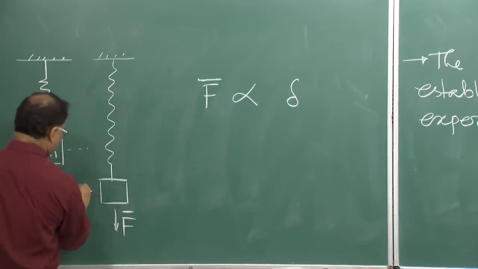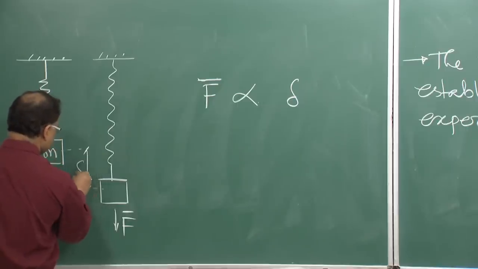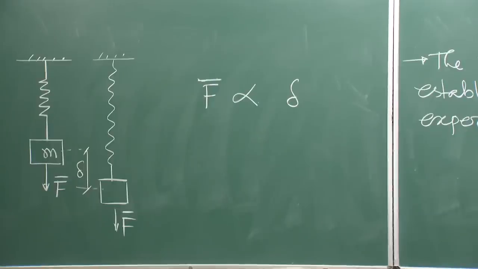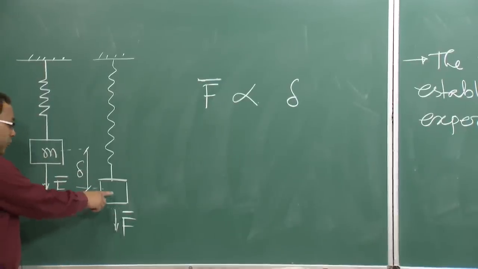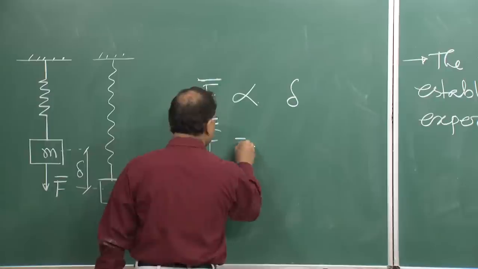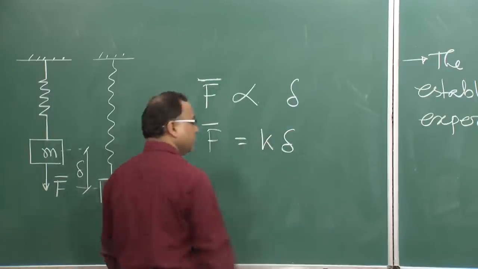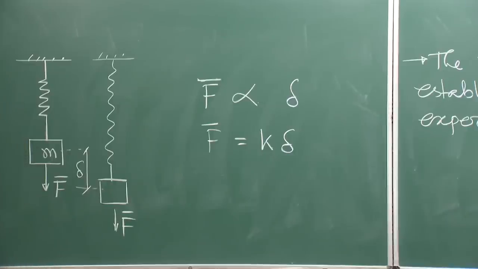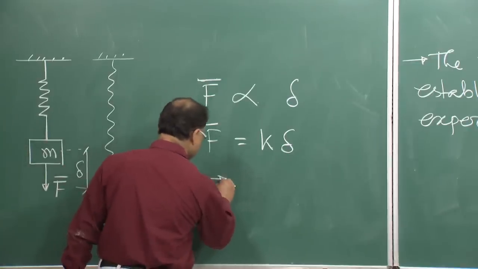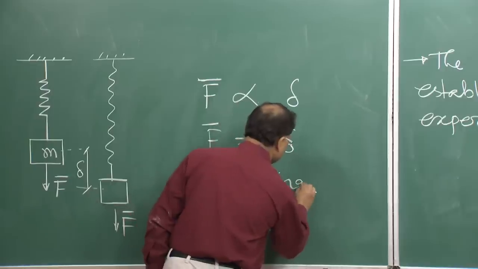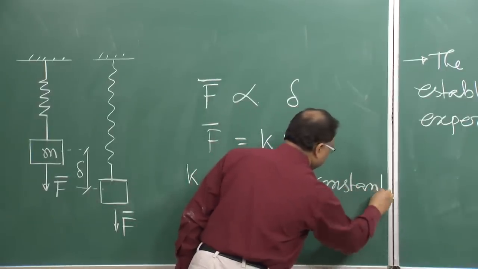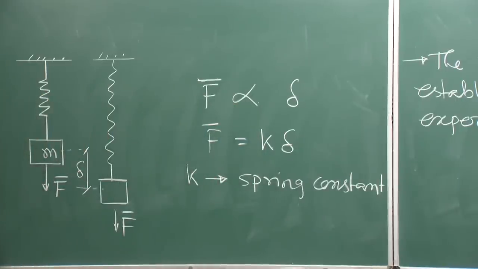This much is your deformation, okay? Originally it was here, now it has gone up to this position for the application of load F. Now F is directly proportional to delta. So we can write F is equal to some constant into delta, and this constant is known as the spring constant.